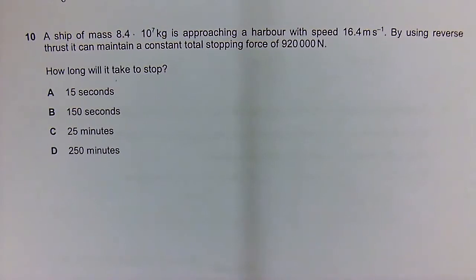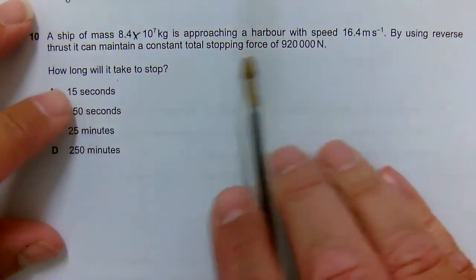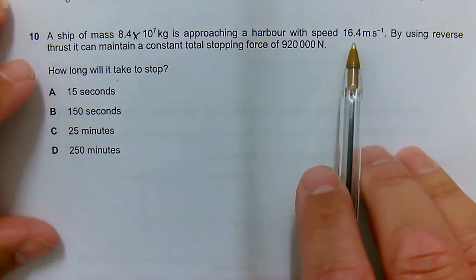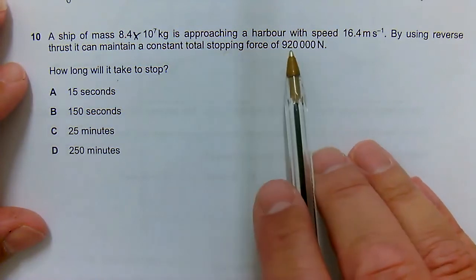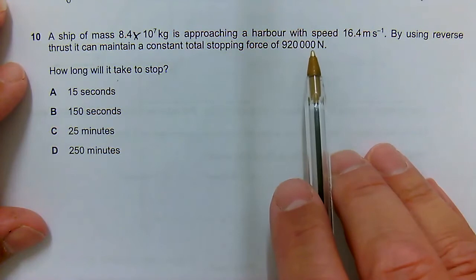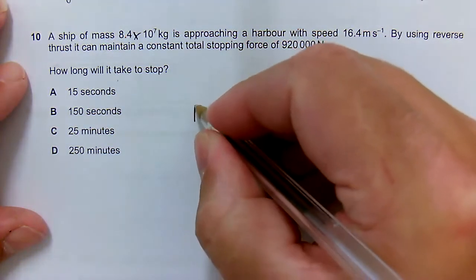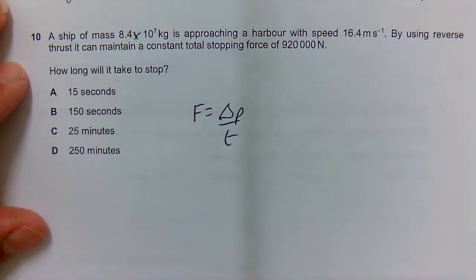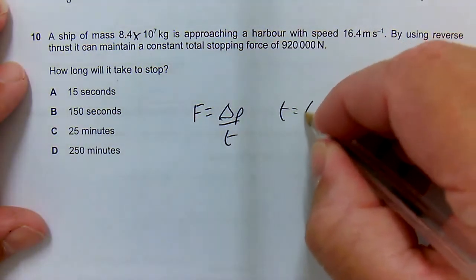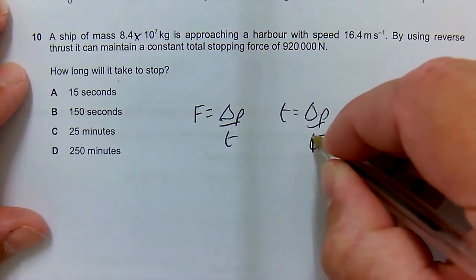Number 10, a ship has got a mass of 8 times 10 to the power of 7 kilograms. It's approaching a harbour with a speed of 16.4 meters per second. Using reverse thrust, it can maintain a constant total stopping force of 920,000 newtons. How long will it take to stop? So we've got to think about this very carefully. Well, the simplest way to do this is to know that force is the rate of change of momentum. If that's the case, the time is going to be the change in momentum over the force applied.